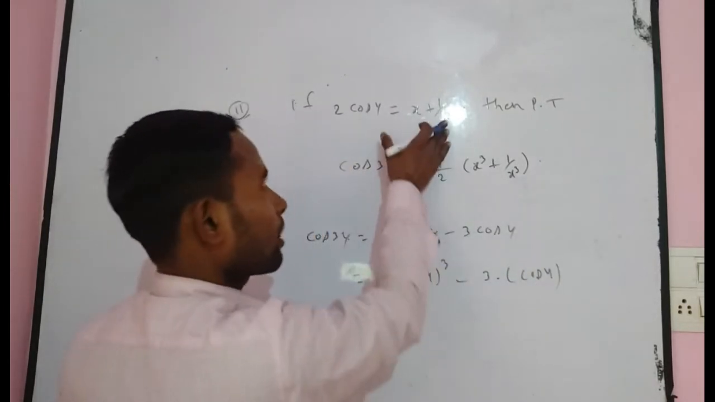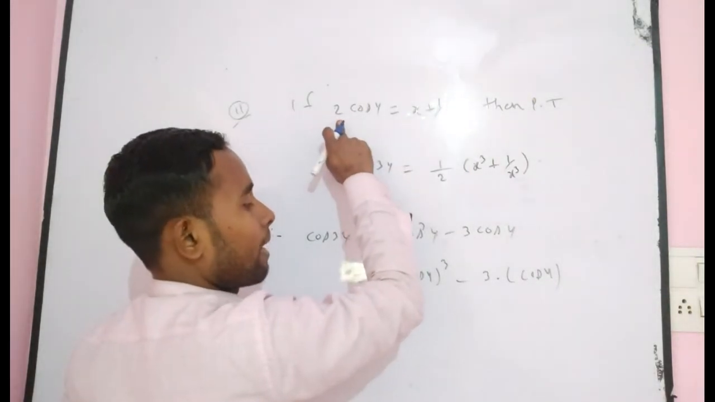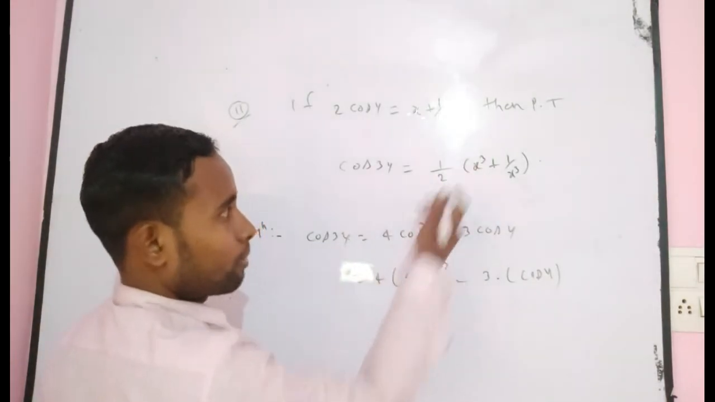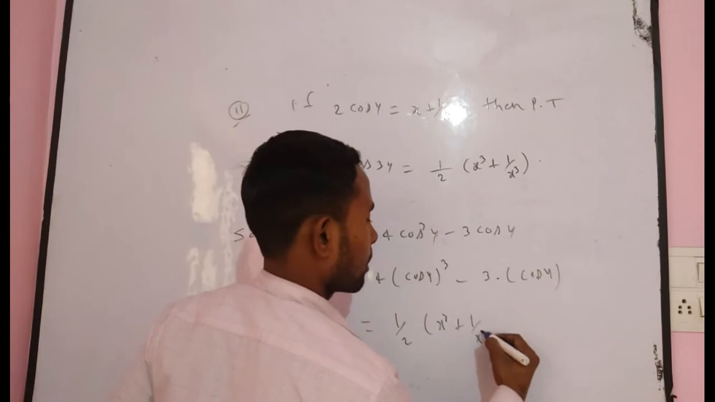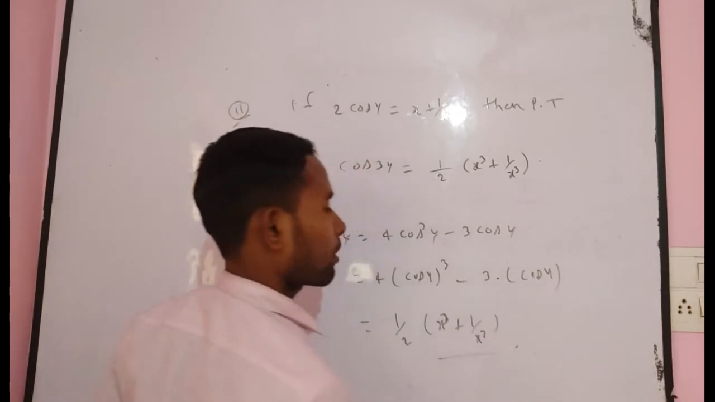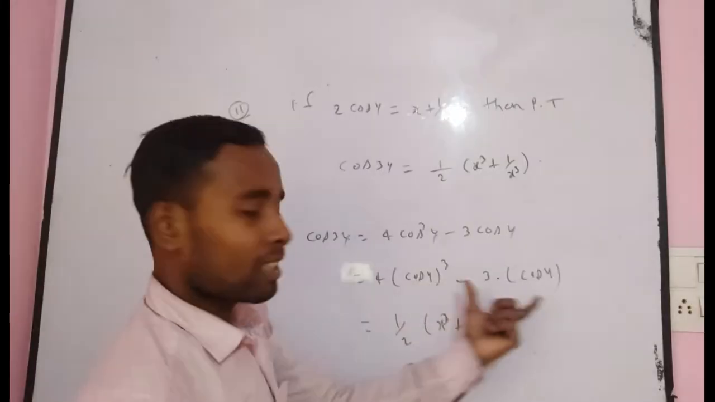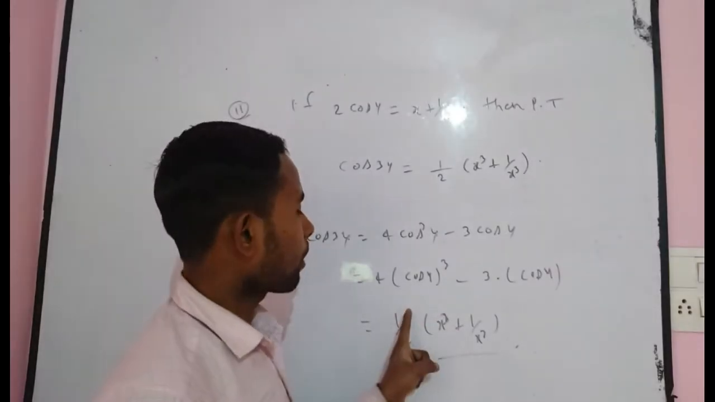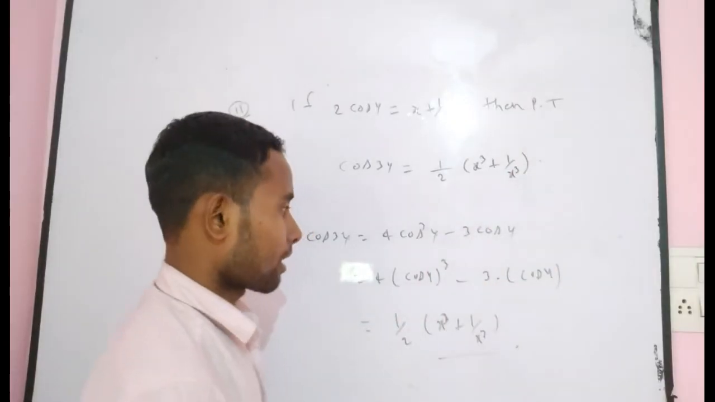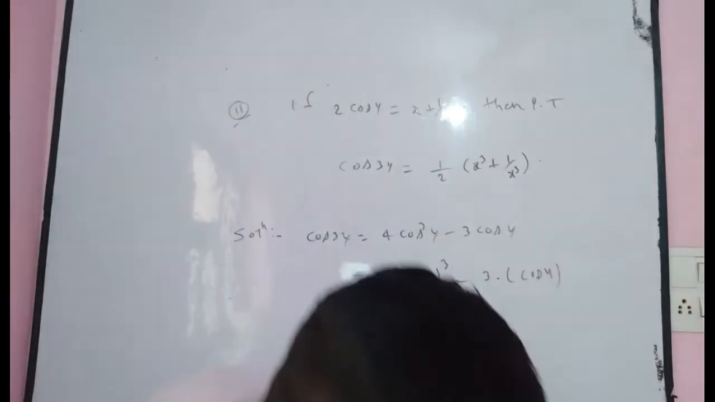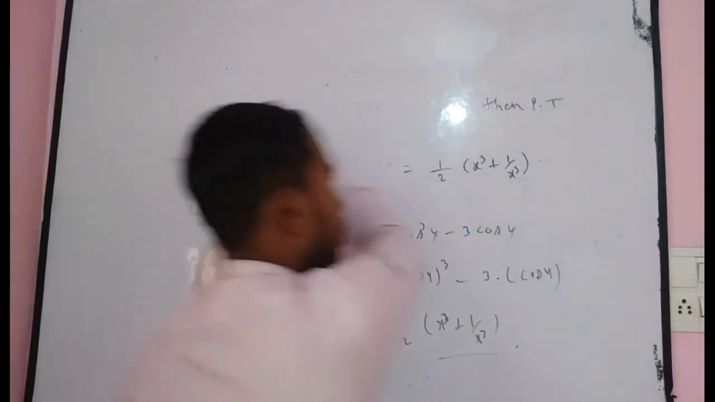Now, we have to just put the value of cos y equal to x plus 1 by x, all by 2. And after it becomes definitely x cube plus 1 by x cube. Simply you have to put the value of x plus 1 by x in this place. After it, after manipulating, you get 1 upon 2 into x cube plus 1 upon x cube. Just I have hinted you. Now I want to take the next problem.